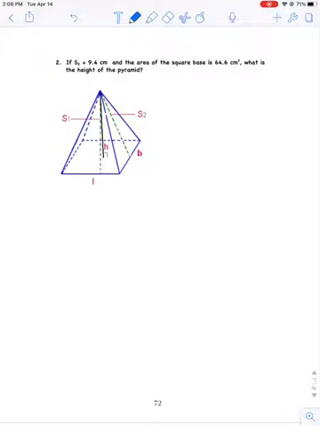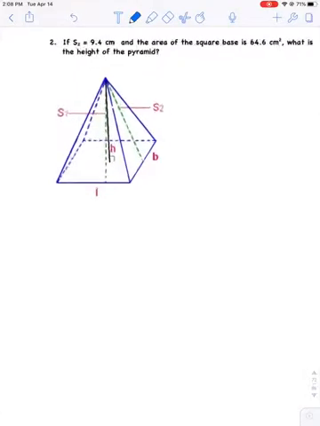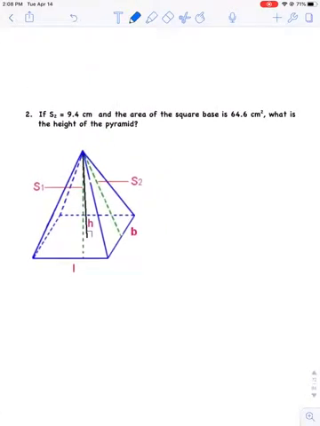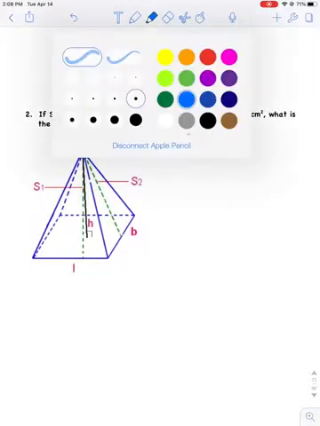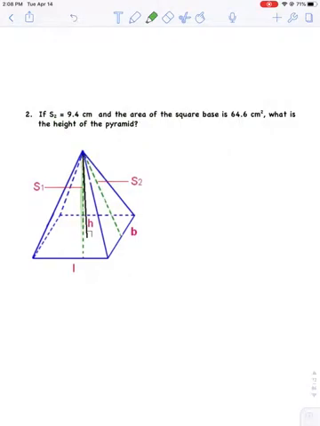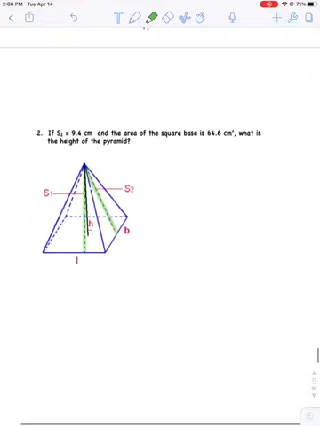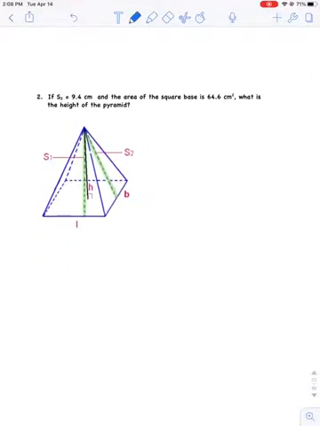Go ahead, pause the video, try this one, come back when you're ready to go over it. All right, hopefully you are ready to go over it. Let's see what information we were given. So it looks like there's two slant heights. Coming down this side is S1, and coming down this side is S2. Sometimes you'll have different slant heights if the base is not a square. If the base is a square, all the slant heights are the same.